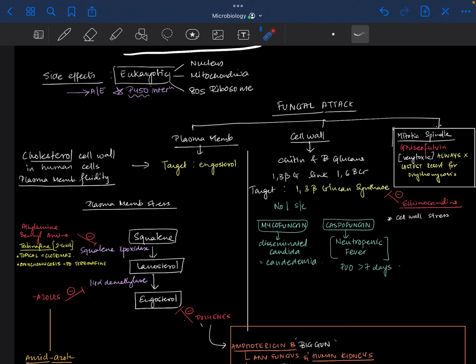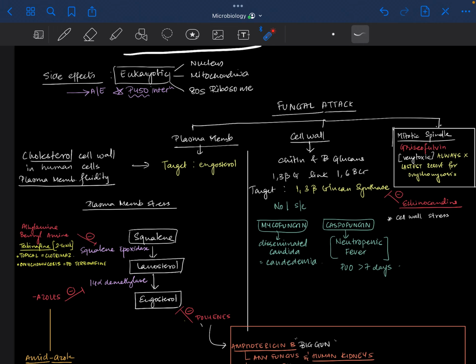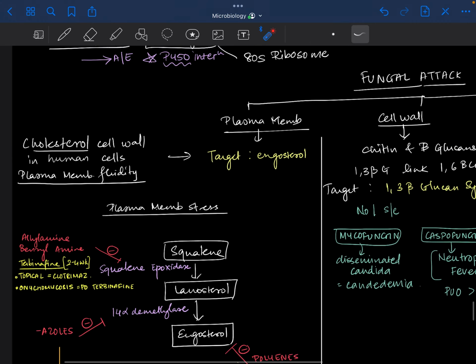Okay, so now the plasma membrane: humans have it, fungus has it. Both of them are going to have one. You have cholesterol in the plasma membrane of humans while you have ergosterol in the plasma membrane of the fungus. This difference is going to make us able to attack the fungus through ergosterol.